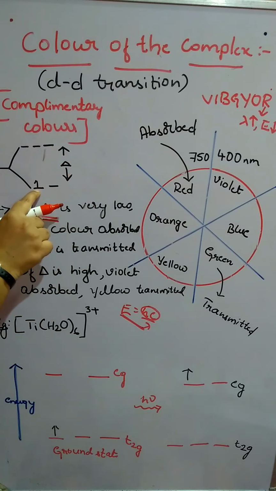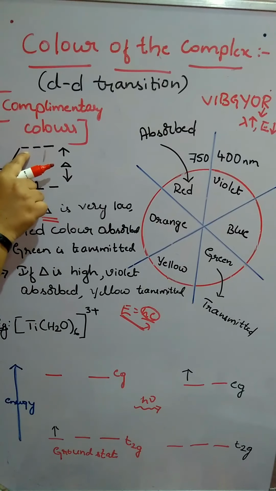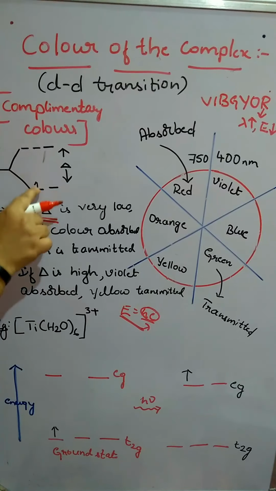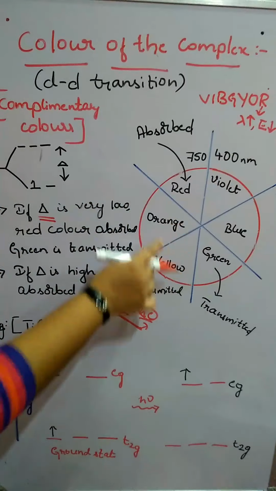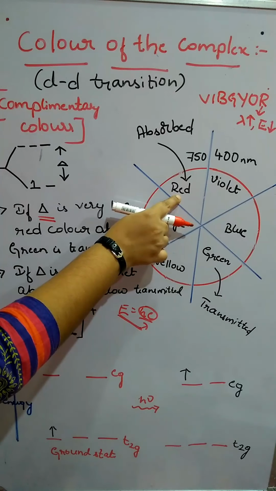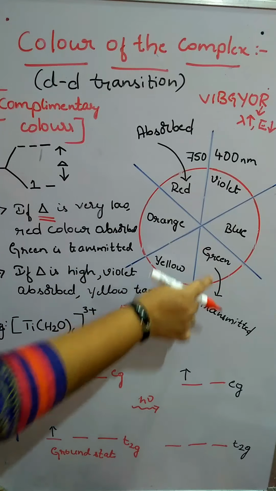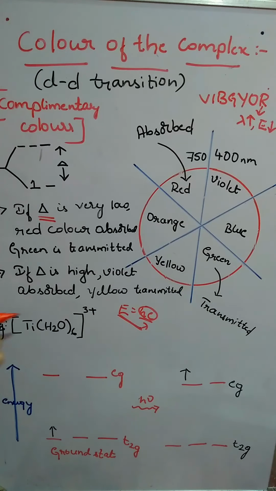So for the electron to jump from this lower energy level to a higher energy level, it requires very little energy, so radiation of less energy has to be absorbed, that is red. If it absorbs red, then it appears as green.